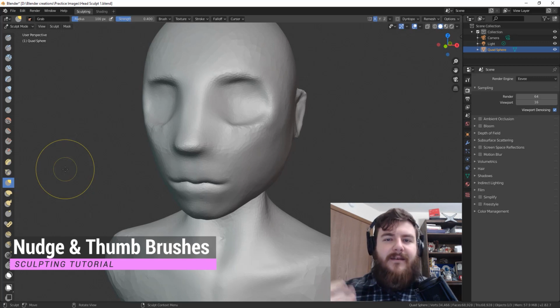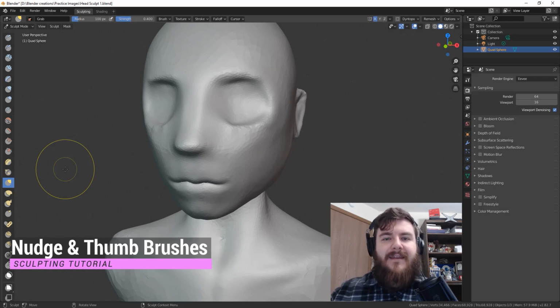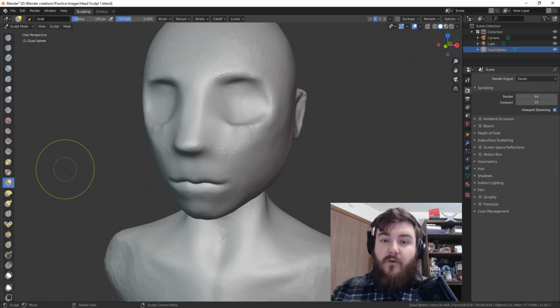The first is the nudge brush, which basically just moves vertices along, and the second is the thumb brush, which moves and flattens sections accordingly. But what I want you to think about is these brushes are final touch brushes.